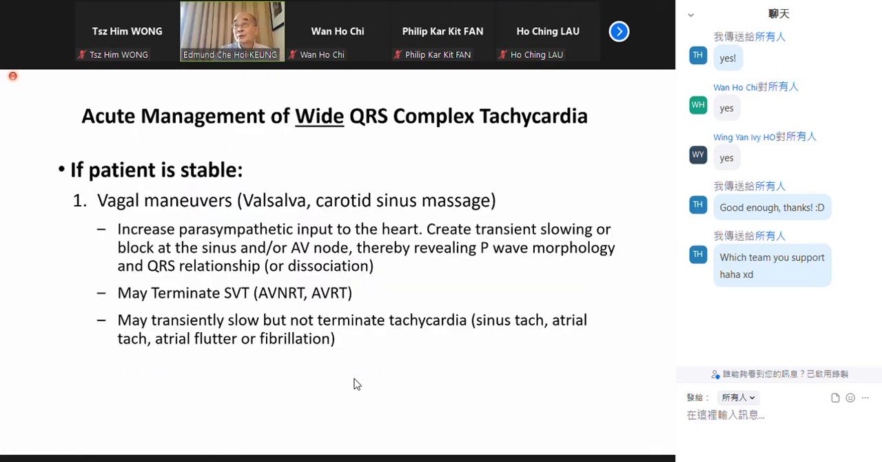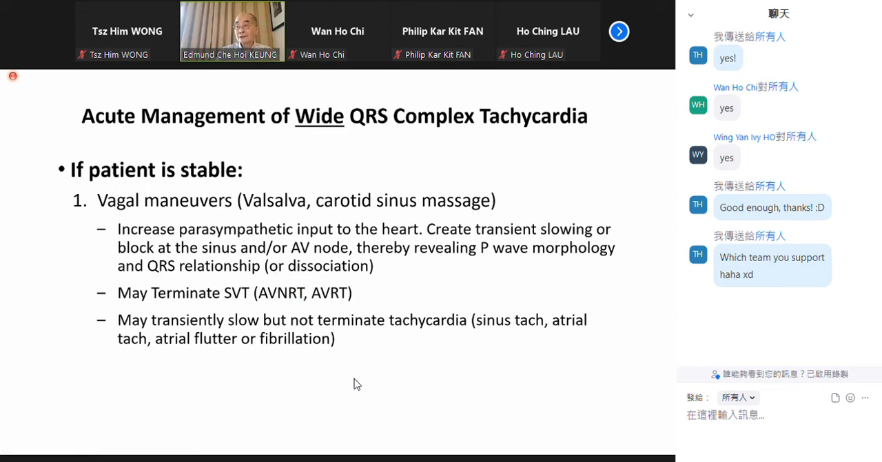Now, if the wide complex patient is stable, then you have to do more. You have time to look at the ECG to determine whether it's supraventricular, or even whether it's AVNRT, or sinus tach with bundle branch block or aberrancy. So, vagal maneuvers. You can terminate reentrant tachycardia by disturbing the relationship between the fast and slow pathway.